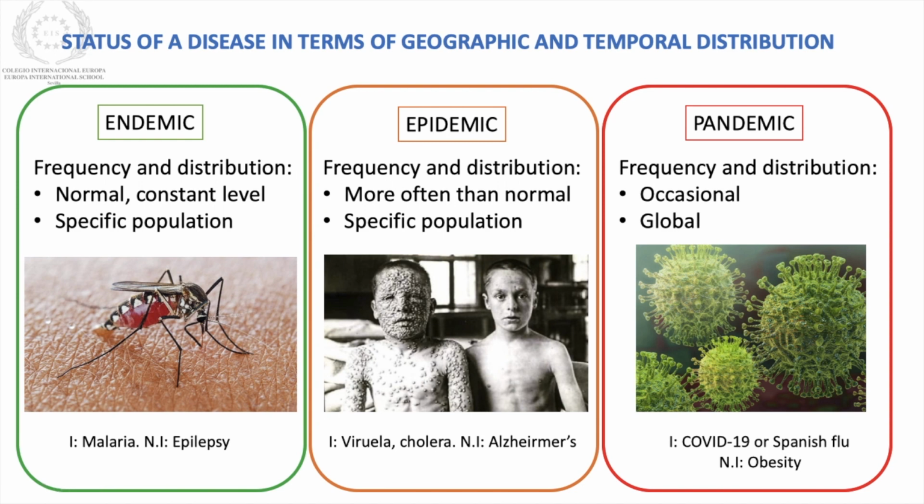So, endemic, epidemic, and pandemic, depending on frequency and distribution. Endemic, normal and a specific population. Epidemic, more often than normal and also a specific population. And pandemic, only very occasional and all over the world, okay?